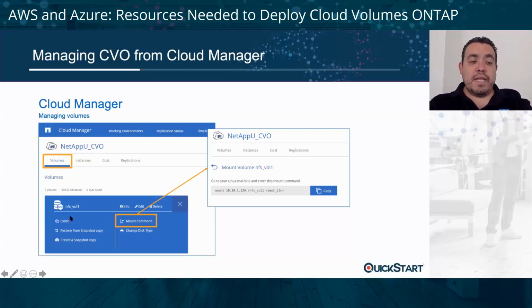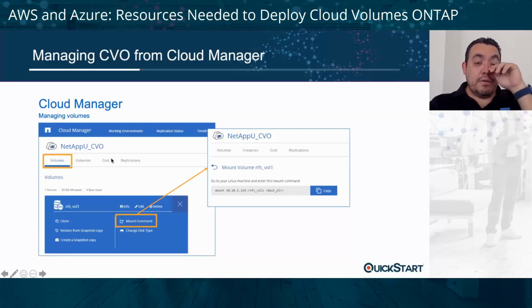We have a few volumes like an NFS Vol 1 on GP2, and then it shows you the mount command, so you can mount from on-prem or from your VPC or VNet. And then you can also see we can change the disk type. We can do that on the fly. We can take snapshots. We can restore from a snapshot, or we can clone if it's needed as well.